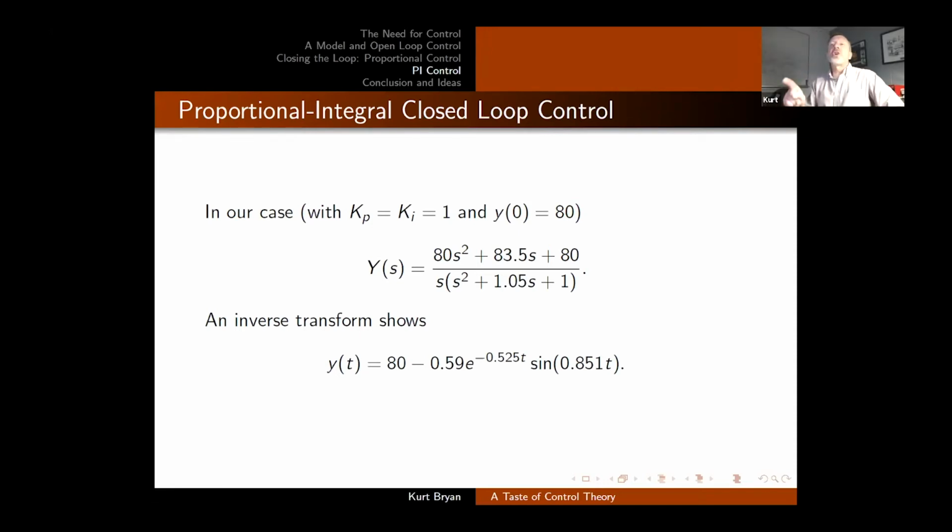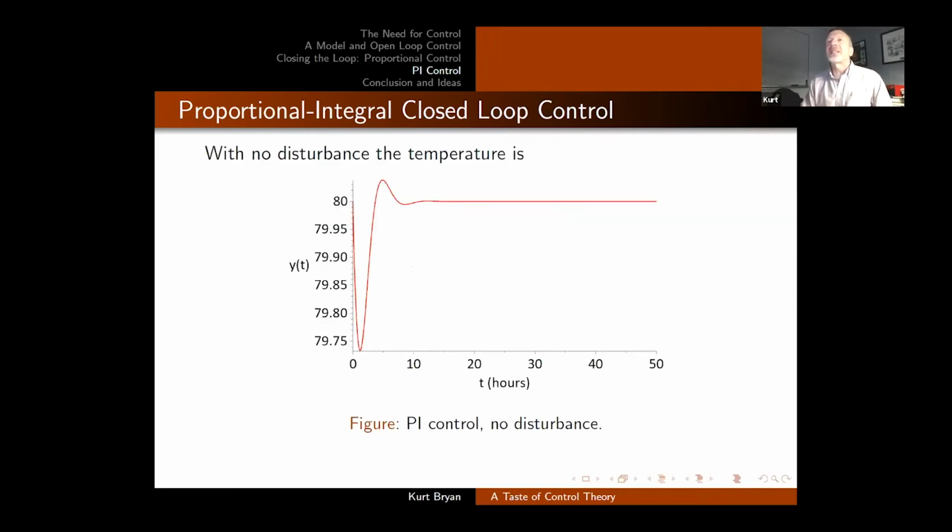This is assuming there's no disturbance in the system. Now, look at how it behaves. Here's the solution plotted in the time domain as a function of t. The system starts at the desired 80 degrees, and there's no disturbance. Everything is going according to plan. Even though there's no disturbance, it does do a momentary couple-hour drop of about a quarter of a degree.